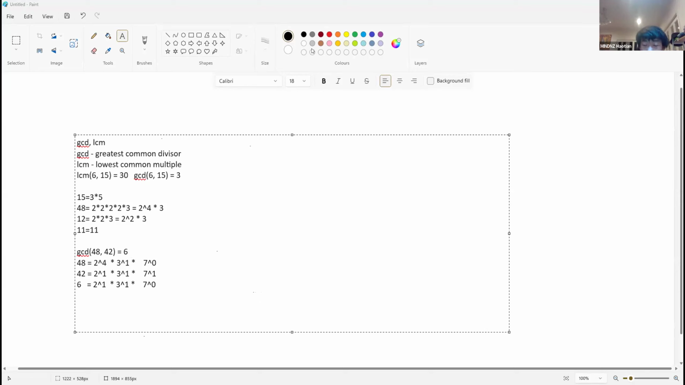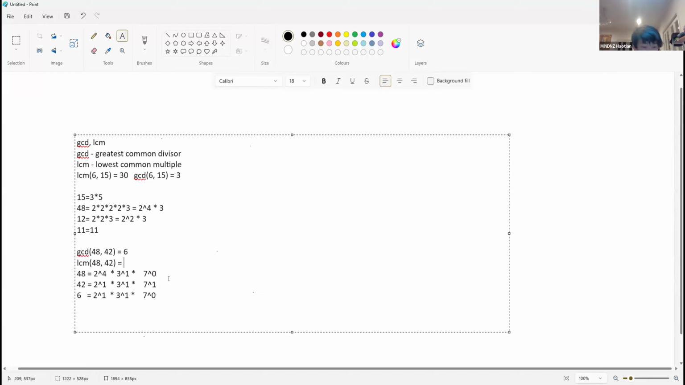Okay. Thank you for telling me the GCD of 48 and 42. Anyways, the pattern is for every prime number, we take the lower power. So for 48 and 42, for 2, we got 4 and 1, so it's 1. 1 and 1, so it's 1. 0 and 1, so it's 0. That's the GCD. And now what if we want the LCM of 48 and 42?